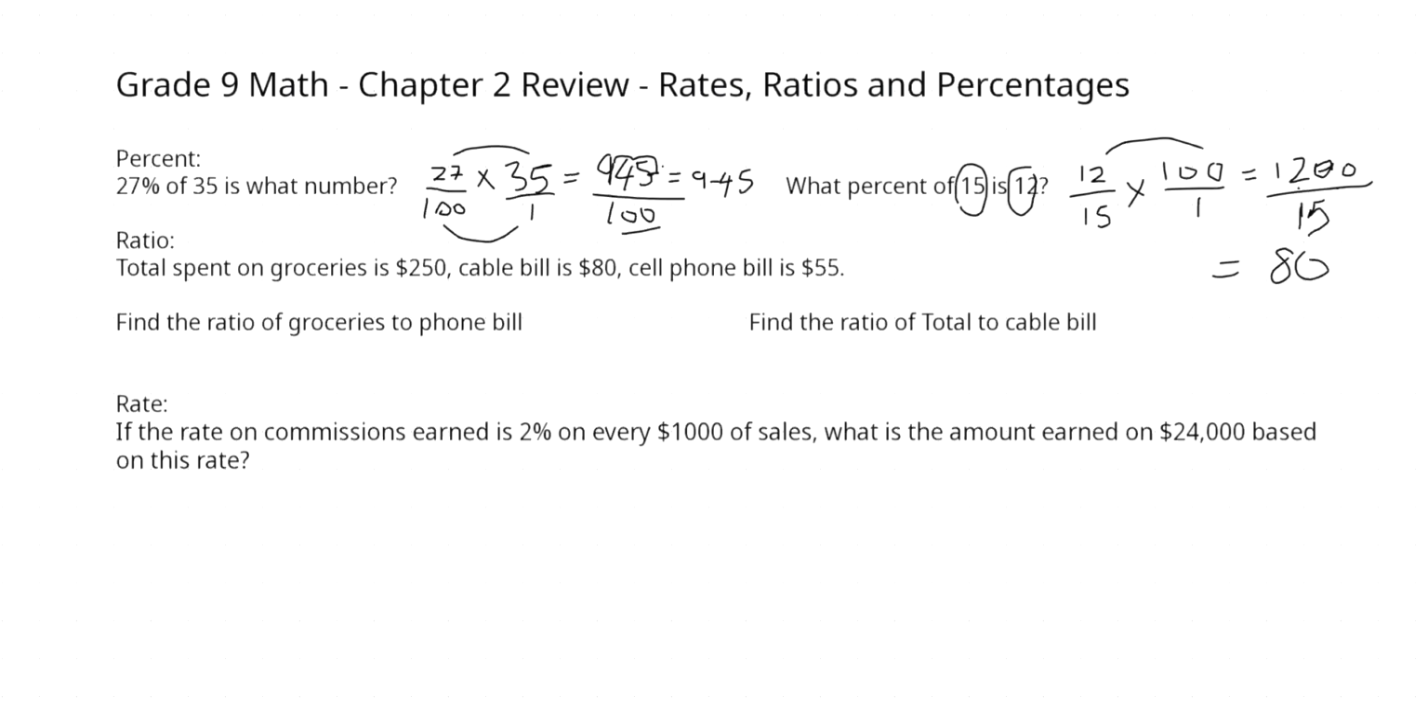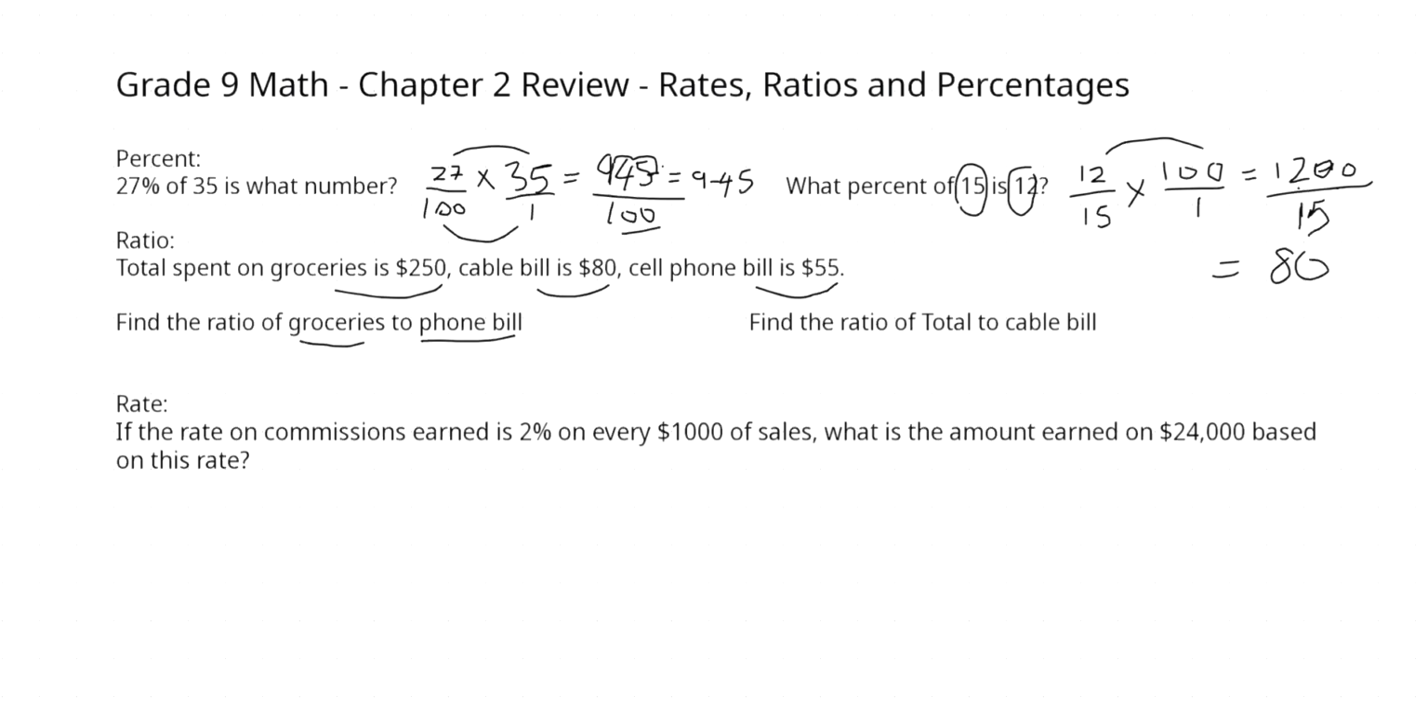So the question is asking for the ratio of groceries to phone bill. If you notice, groceries came first and then phone bill came second. So the simple way of doing that is making sure that you keep the ratio exactly the same way that it's being asked, in the order that it appears. So if they say groceries first, the first one you put down is the 250, which is your groceries.